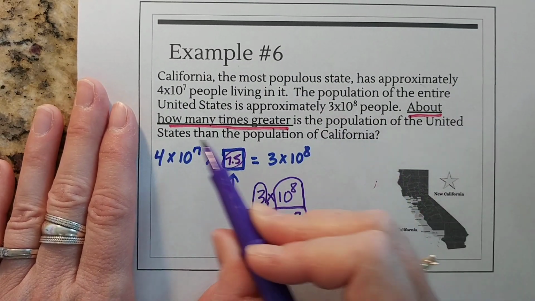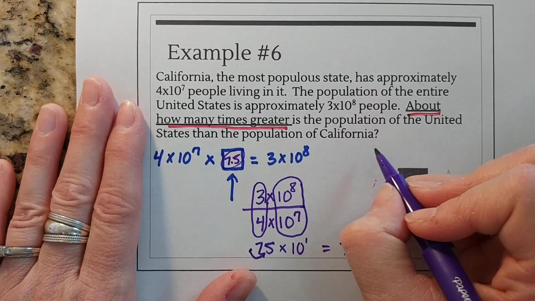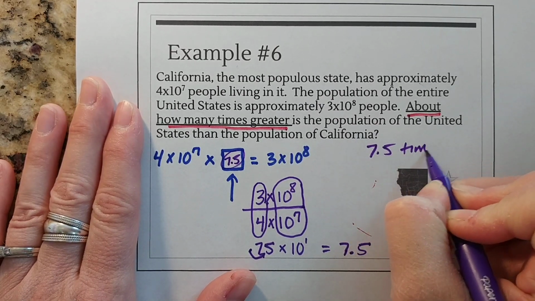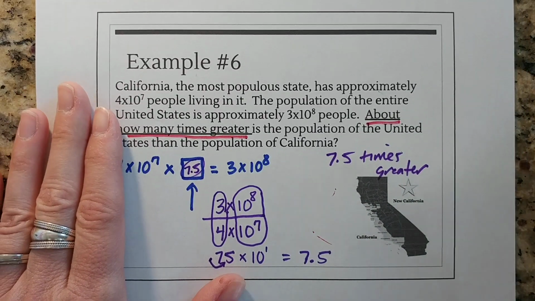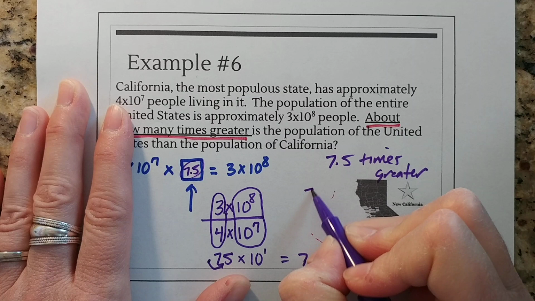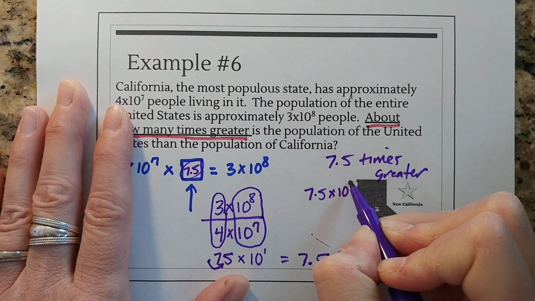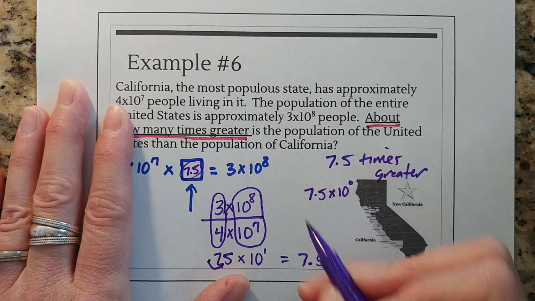So how many times greater is the population of the U.S.? About 7.5 times greater. Now, if I wanted to write my number in scientific notation, it would just be 7.5 times 10 to the 0, because that's already in scientific notation.